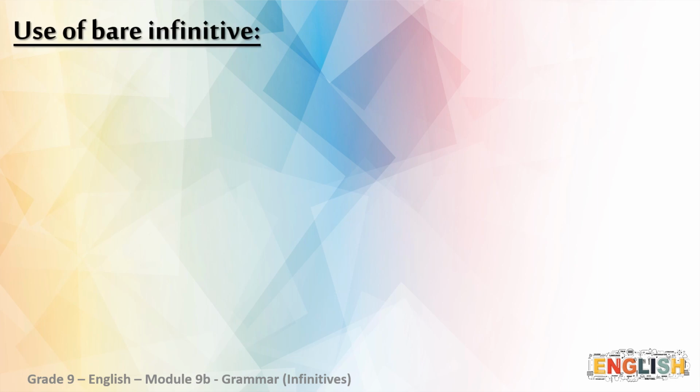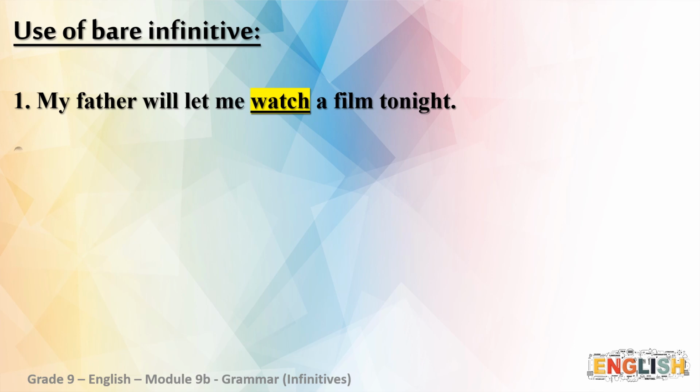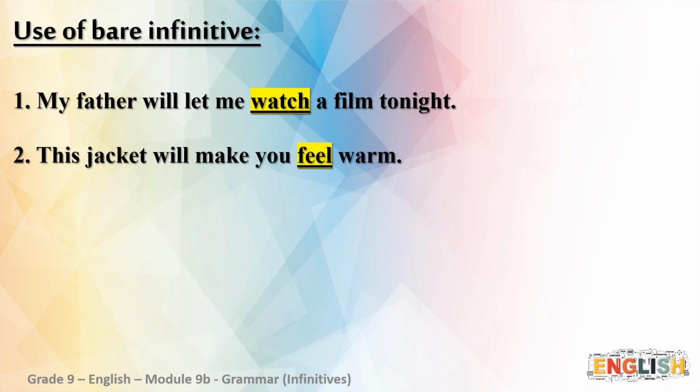So let's start with number one. Read the following examples, please. Number one, my father will let me watch a film tonight. Number two, this jacket will make you feel warm. Now, what do you notice about the words that come before the highlighted verbs?